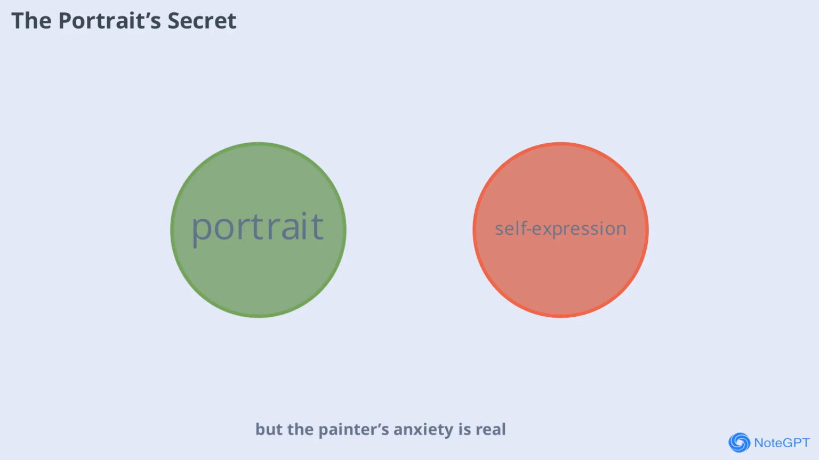This moment highlights the vulnerability of artists, who risk revealing their innermost selves through their work. The portrait becomes a symbol of both admiration and fear, embodying the complexities of creation and self-expression. As Basil struggles with his emotions, the stage is set for the dramatic events that will follow.